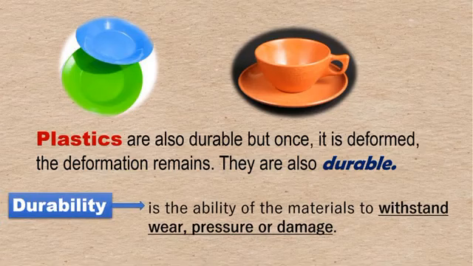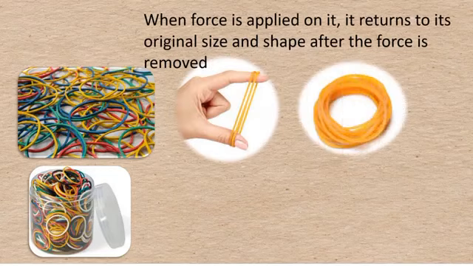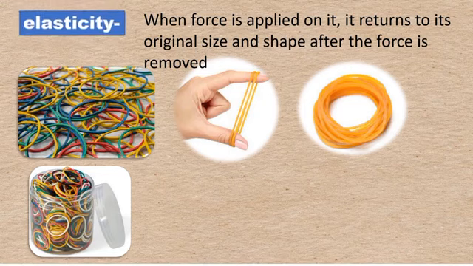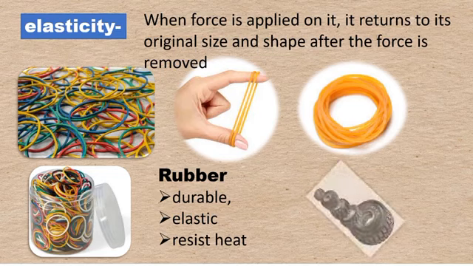Durability is the ability of the materials to withstand wear, pressure, or damage. Unlike plastic materials, rubber bands are elastic. When force is applied on it, it returns to its original size and shape after the force is removed. This property is elasticity. Rubber is durable, elastic, and can resist heat. This makes rubber an excellent material in making tires for land vehicles.